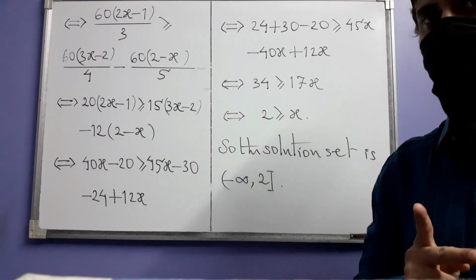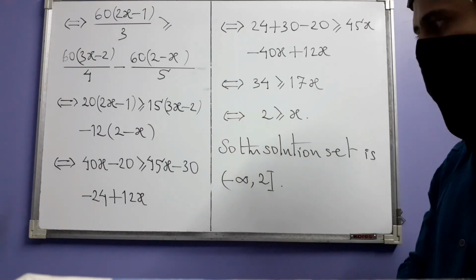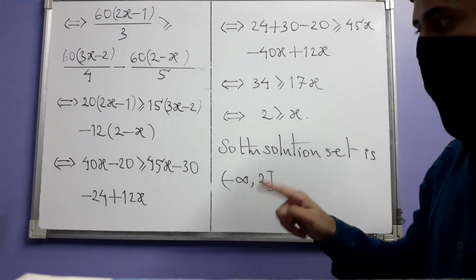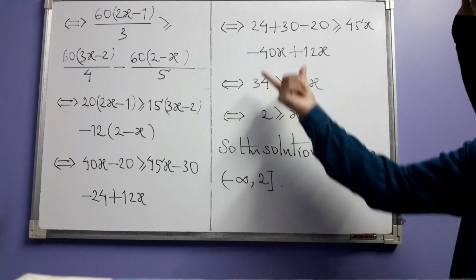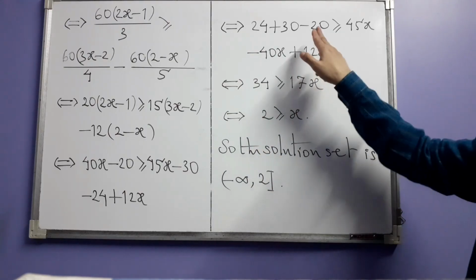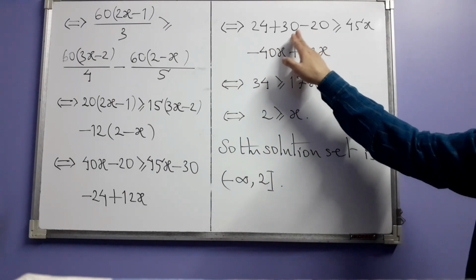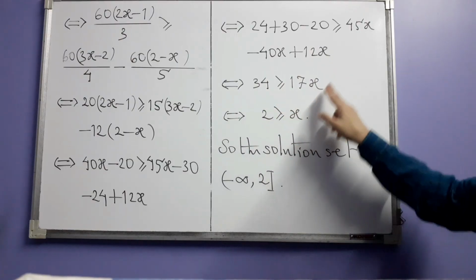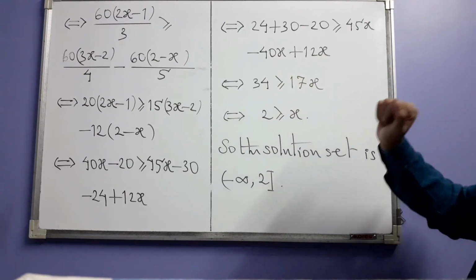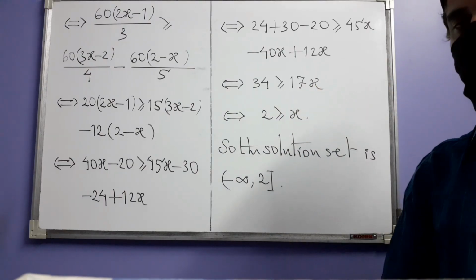So the other 2 things you do are these: you add 30 to both sides and you add 24 to both sides. So that way you get 24 plus 30 on the left hand side along with minus 20. Now 24 minus 20 is 4, 4 plus 30 is 34. 45 minus 40 is 5, 5 plus 12 is 17. And then you divide both sides by 17.